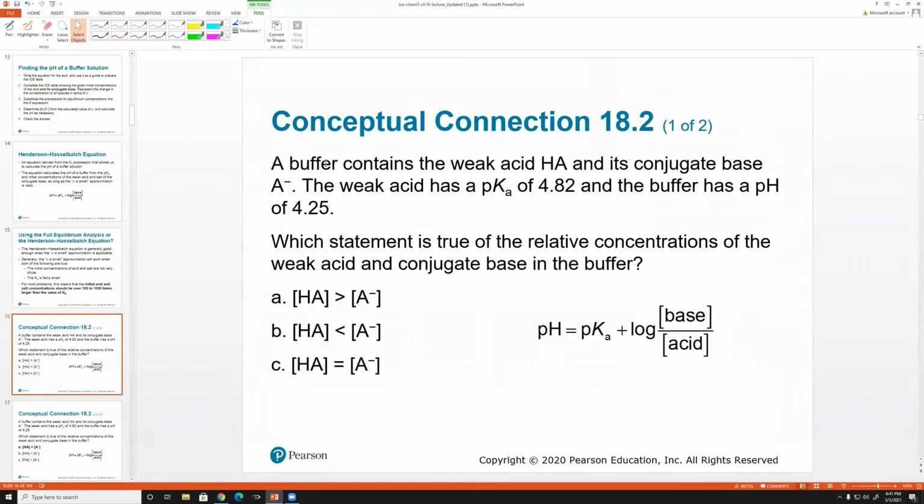All right, so let's do this question. A buffer contains the weak acid HA and its conjugate base A minus. The weak acid has a pKa of 4.82, and the buffer has a pH of 4.25. Which statement is true of the relative concentrations of the weak acid and the conjugate base? I'll give you a second to look at it and look at the equation that I have pasted here. What do you guys think?